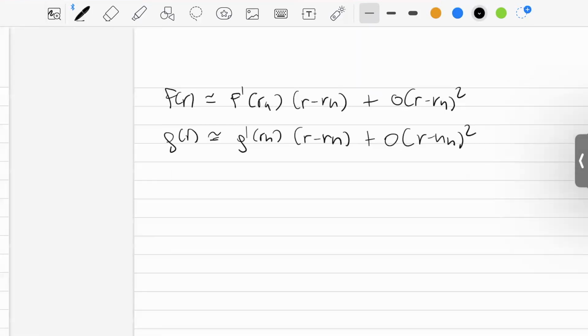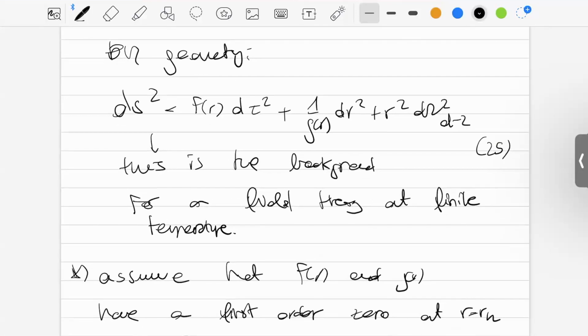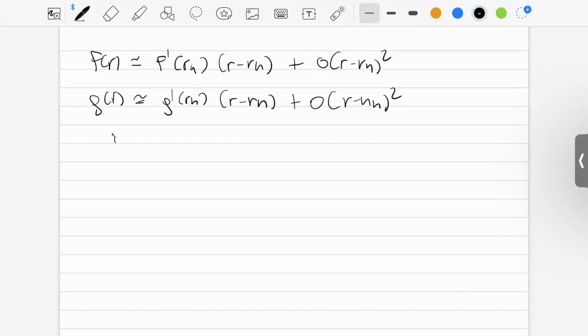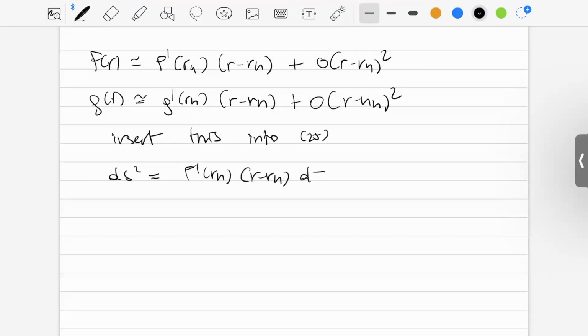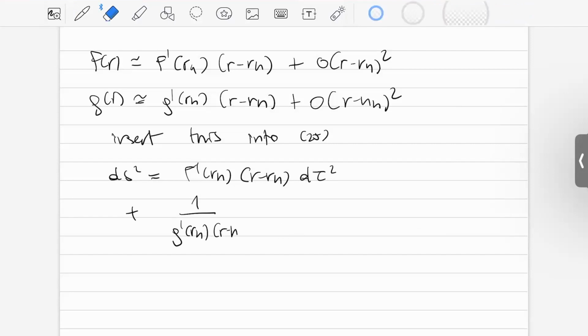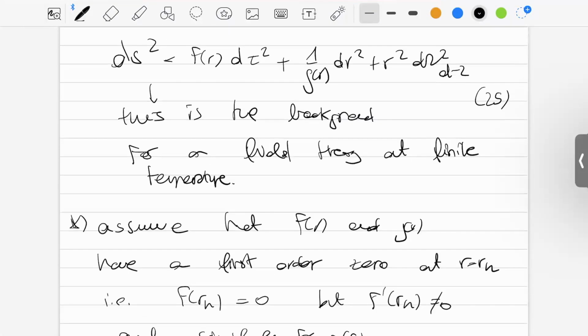Now let's insert this expansion into the background, into equation 25. Now we obtain ds squared equal to f prime of r_h times (r minus r_h) d tau squared plus 1 divided by g prime times (r minus r_h) dr squared, plus the angular part of that. So this is equation 26.